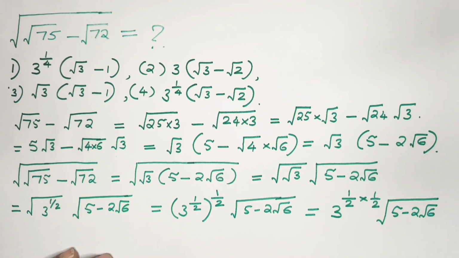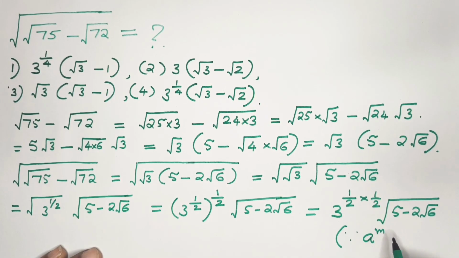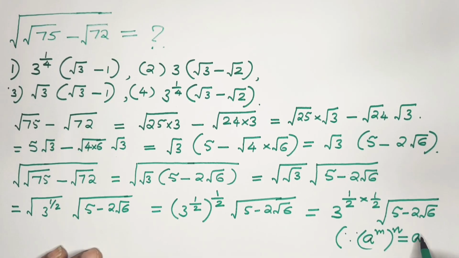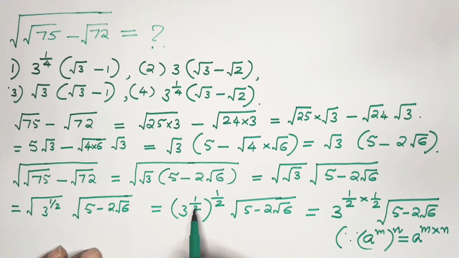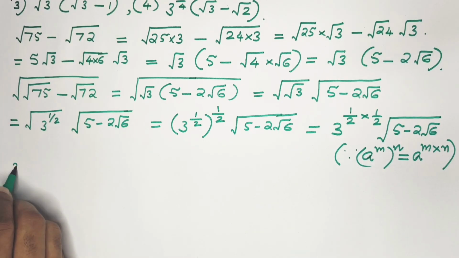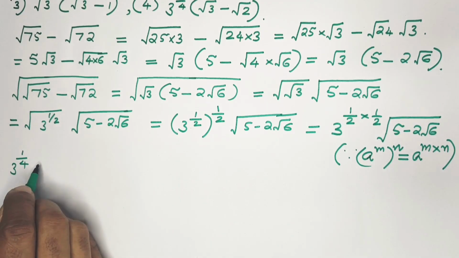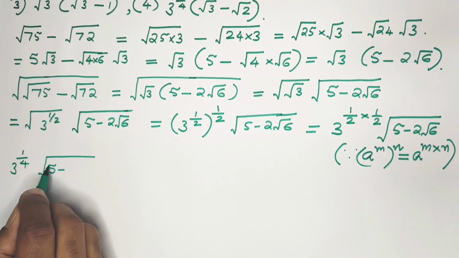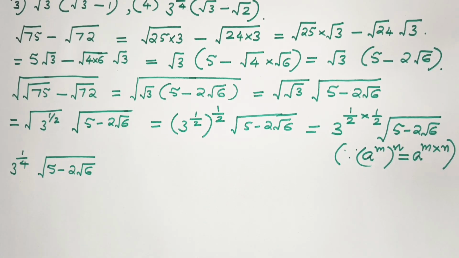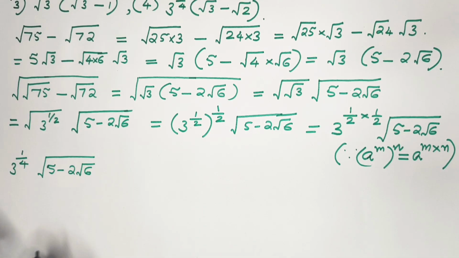minus 2 root 6. We are making use of this law of index: a to the power m, the whole to the power n, equals a to the power m multiplied by n. That is what we have used here to convert this into this. Now this will be what? This will be 3 power 1 by 4, since 1 by 2 multiplied by 1 by 2 is 1 by 4. And then you have the square root of this radical. There is a shortcut to find this, but I will show you the longer approach and then I will show you the shortcut at the end of it.